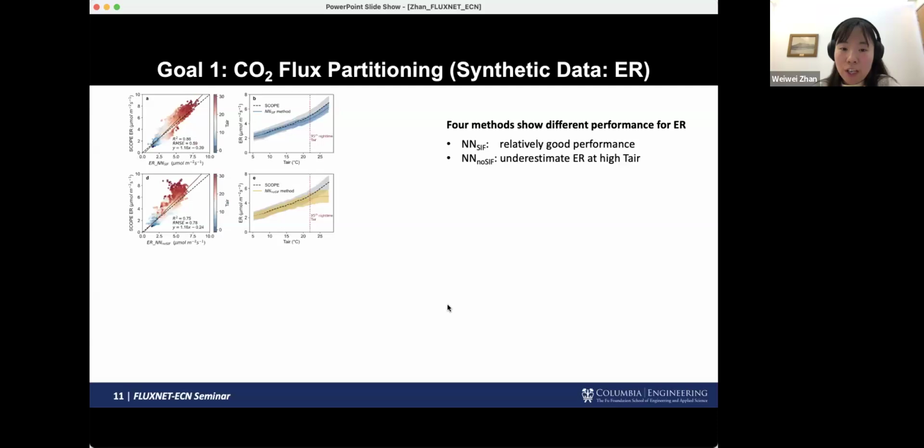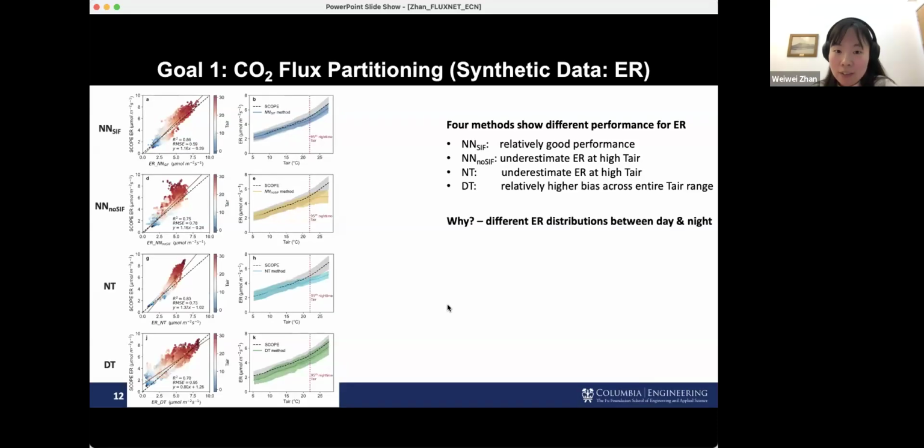And then we further check the nighttime method and daytime method. For the nighttime method, we find a similar underestimation issue under high temperature. For the daytime method, generally it is able to reproduce the relationship between air temperature and respiration, but it shows larger deviation from the reference relationship throughout the entire air temperature range.